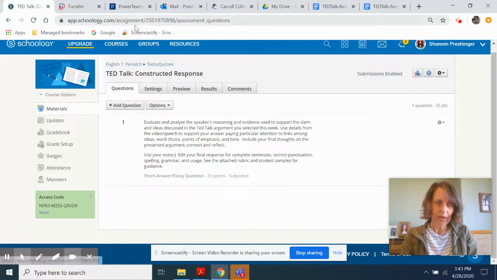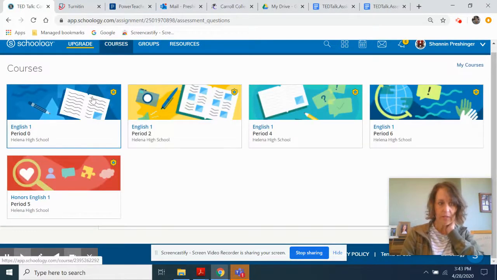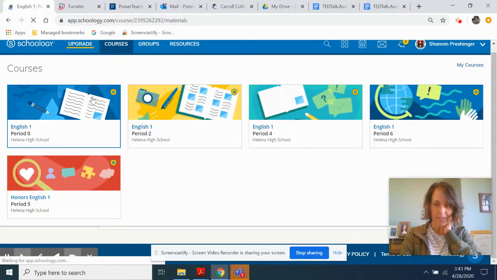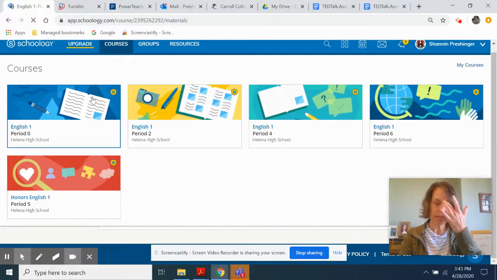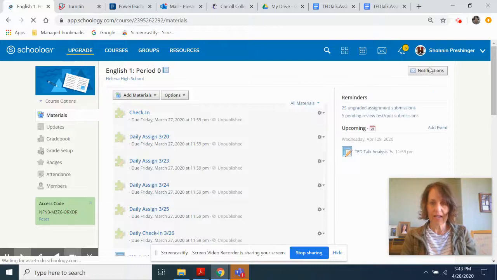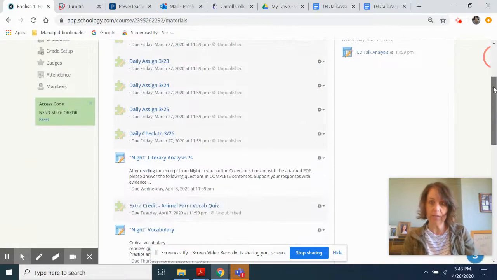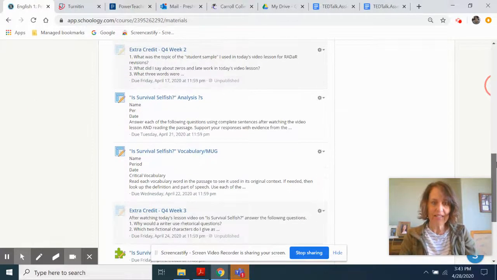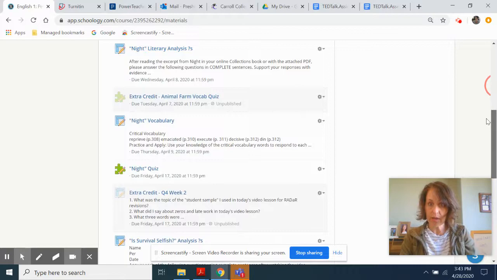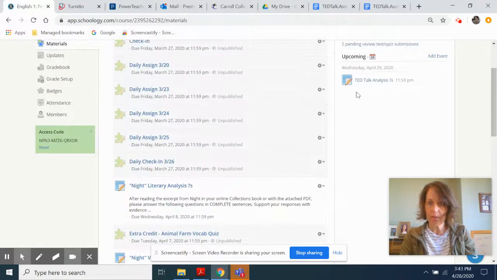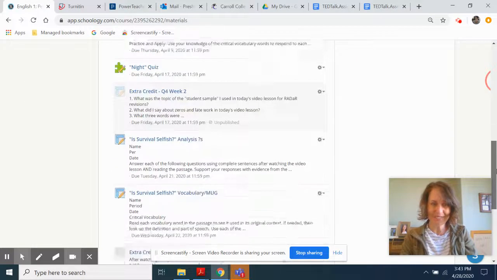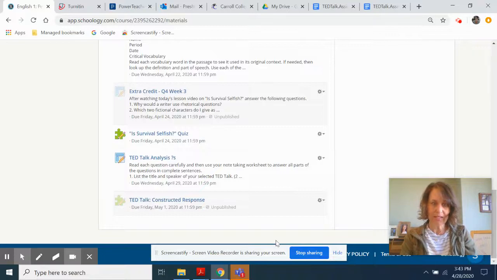So when I go ahead and click, remember I need to go into my courses. And if that's my course, I click in there. And then I look and see what I need to do. It says upcoming are the analysis questions because I haven't done them yet, but you probably have. And then this hasn't been published yet, but it will say right over here, you'll have a little green puzzle piece as soon as it's published. And it will just say TED Talk Constructed Response. And you'll just click on that like you always do.